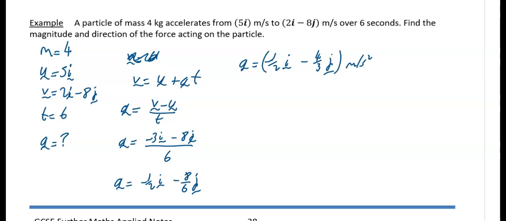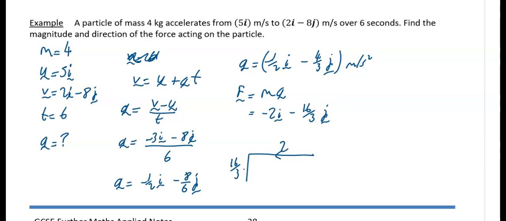Okay, it says find the magnitude and direction of the force acting on the particle. So let's find the force first of all. Your force is equal to your m times your a. So if you multiply this by your 4, you're going to get minus 2I, and then minus 16 over 3J. And let's do a diagram of this. It's going 2 to the left, and then it's going 16 over 3 down. So there's your force.